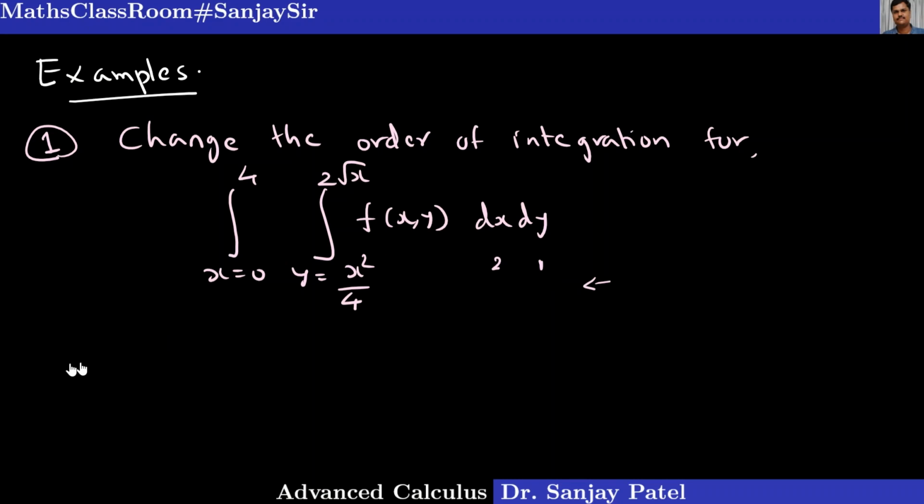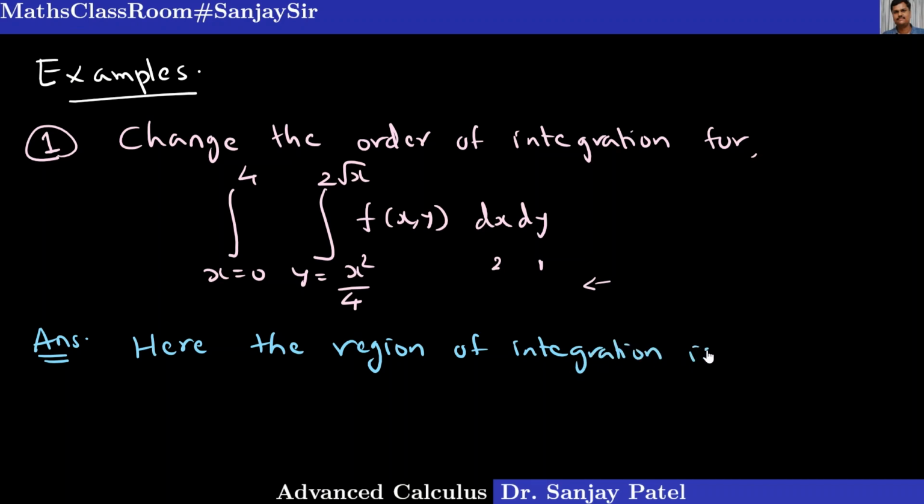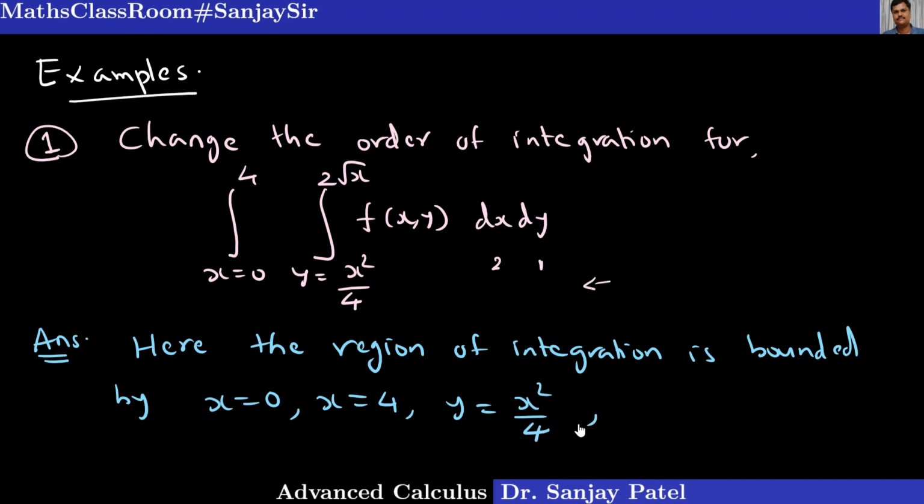So for this, first of all, you must write down the given limits or the boundaries of the curves of the region of integration. Here, the region of integration is bounded by the four curves x is equal to 0, x is equal to 4, y is equal to x square by 4 and y is equal to 2 root x.